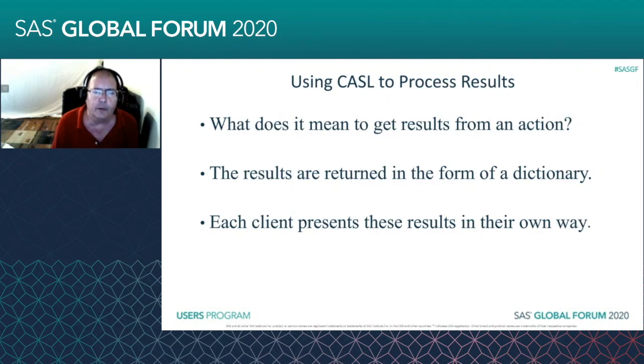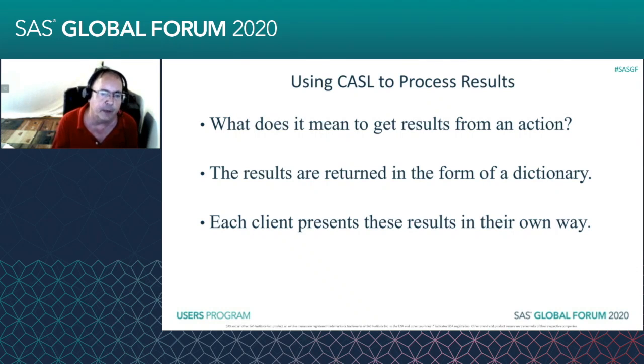Now, one of the things that we also want to do in CASL is process results. If we can process results, we can generate really nice output. We can generate really elegant reports. So what do you get back from an action? You get back results. The results is a dictionary of values. They could be integers, doubles, strings, binary, maybe an image, an audio tape, or a video. So any of those are likely to come back.